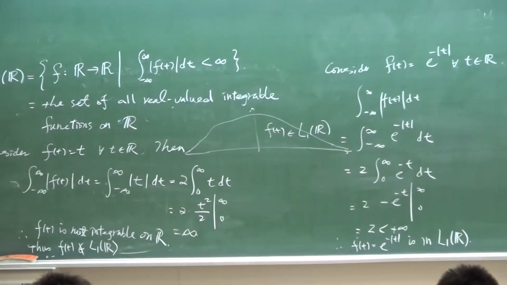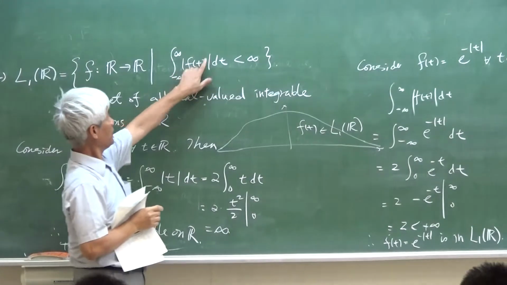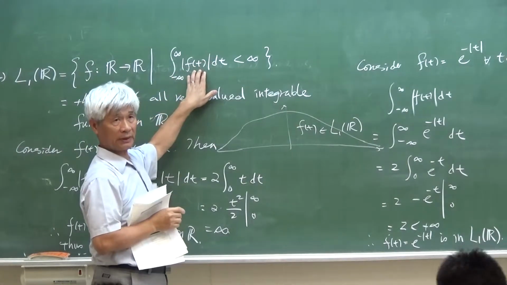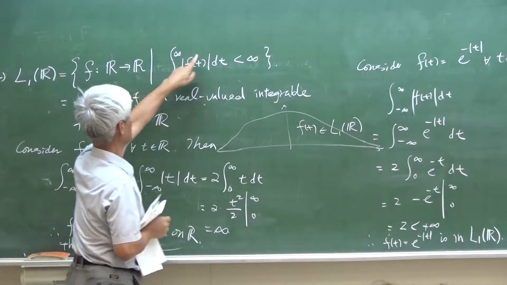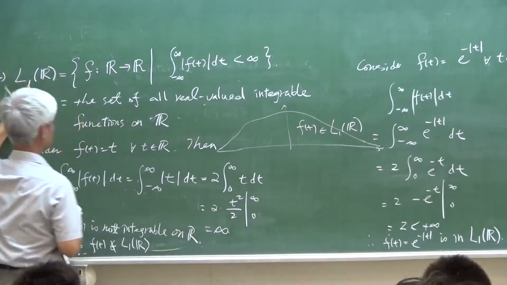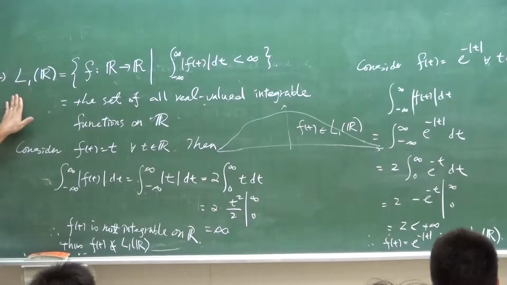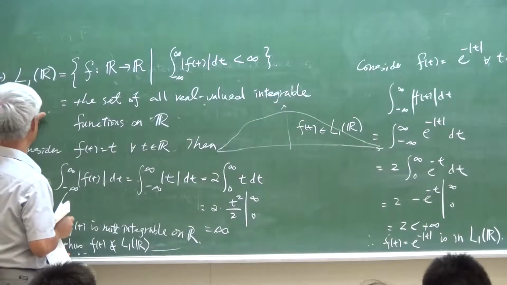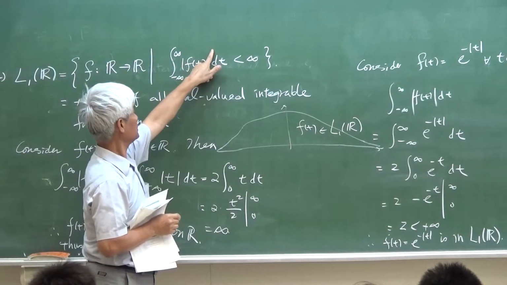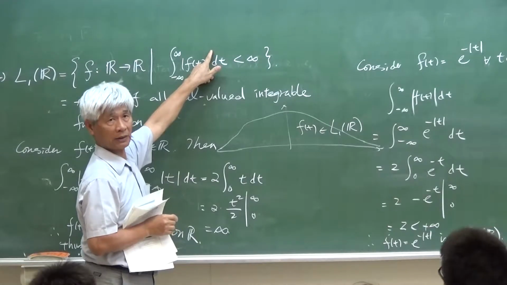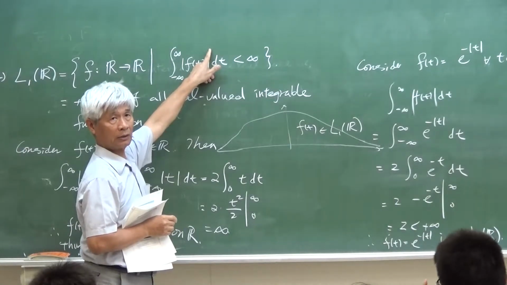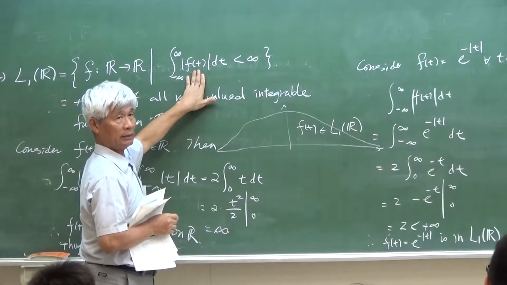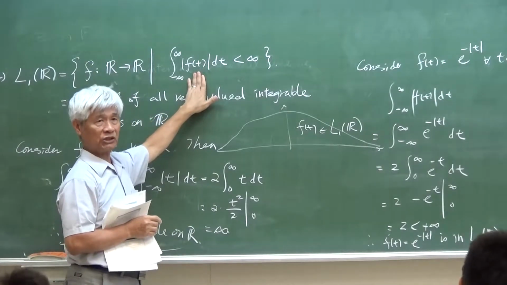Why do we put 1 here? Because we take the 1's power of the integral. If we take the square here, then we have there 2. But that is another story I will tell later on. So if we have power 2 here, the square here, then it represents energy.